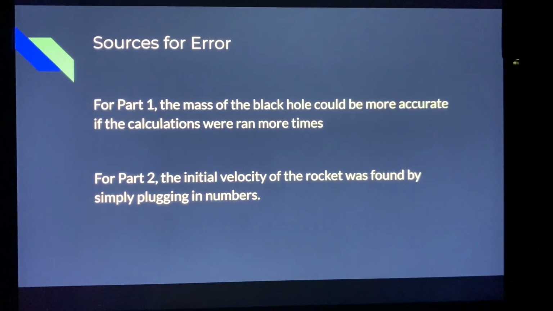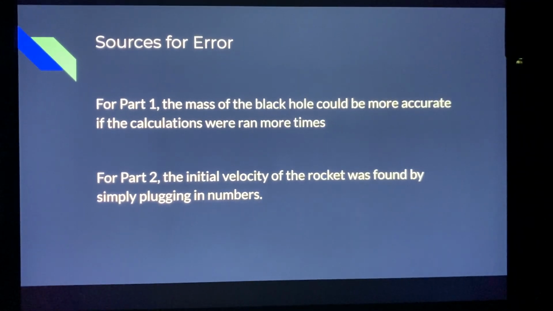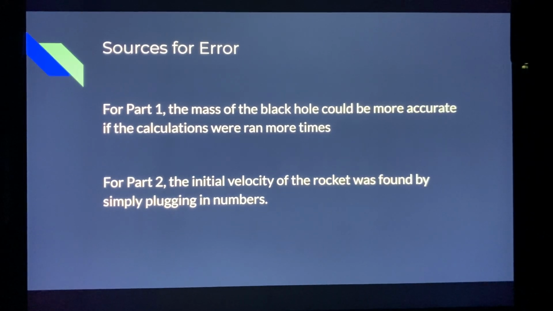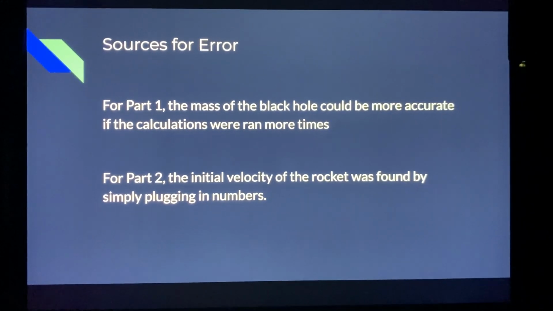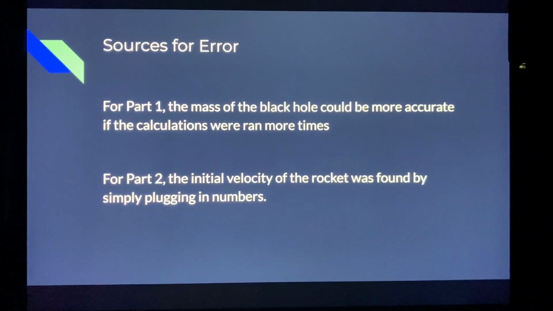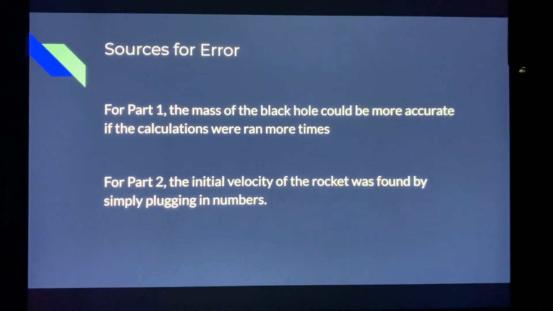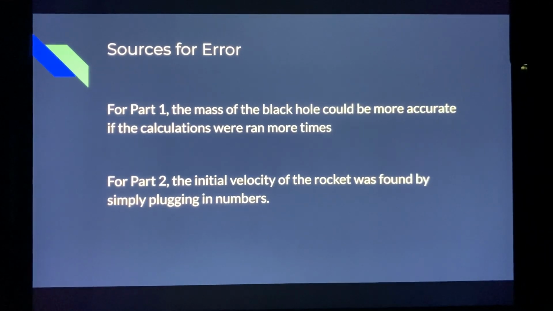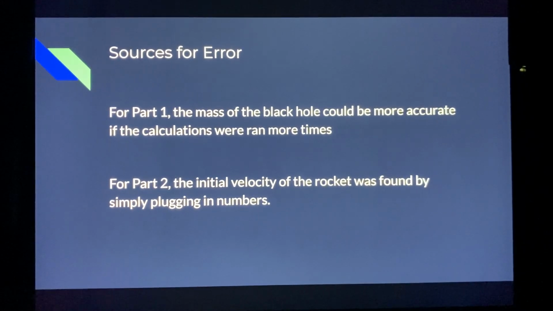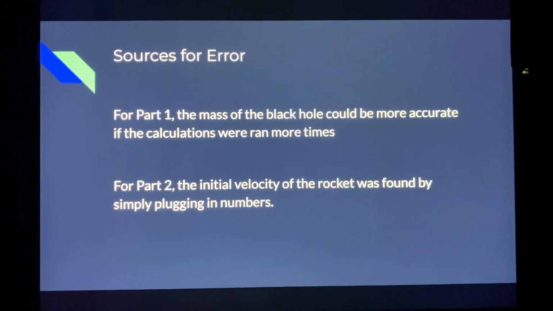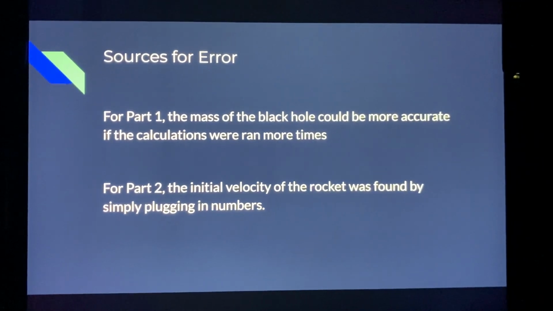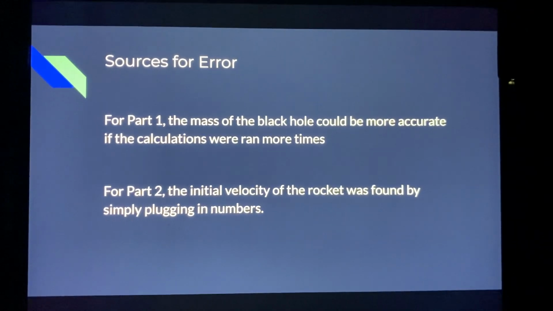So some sources for error. In part one, the code calculated 509 entries, which I took the average of. So obviously if I had more entries, I feel like the average would probably be a little bit more accurate. And for part two, the initial velocity that I used, I just plugged in numbers until something worked. But I will say that I did do this for a considerable amount of time, and I tried to get as close to the black hole as possible to get the best numbers, the lowest numbers. But obviously there probably is a set of numbers that is more accurate than the ones I used.